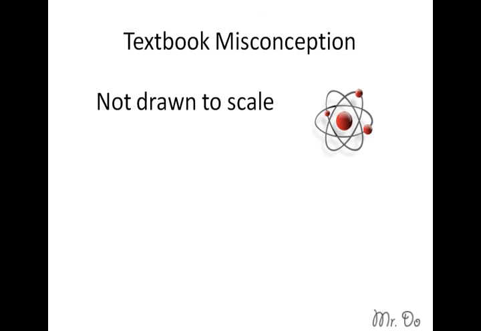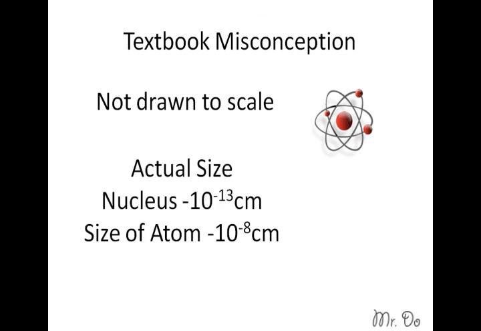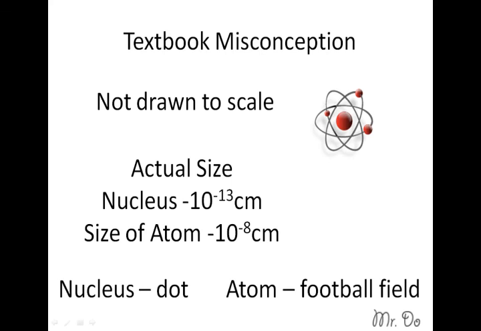Atoms in the textbook are not drawn to scale. The actual size of a nucleus is about 10 to the negative 13 centimeter, and the size of the atom is 10 to the negative 8 centimeter. To put it into perspective, if the nucleus was the size of a dot, the atom would be the size of a football field.